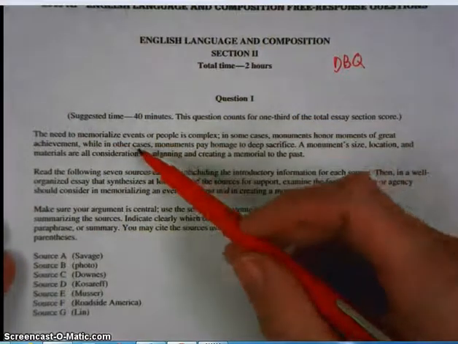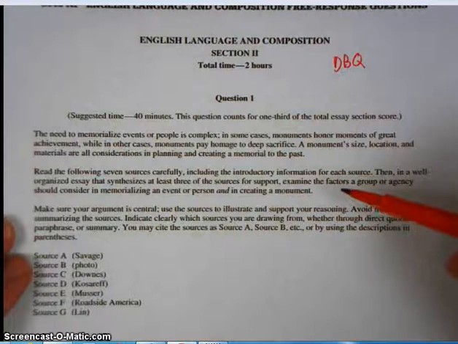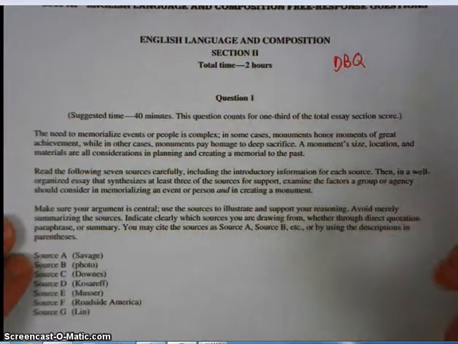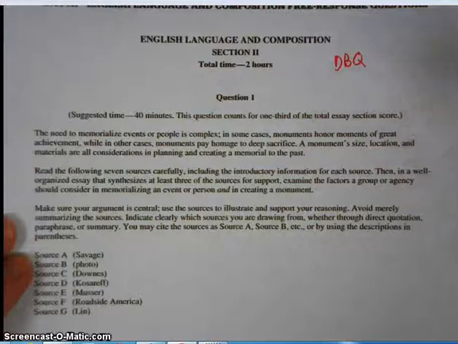So the first paragraph is usually some background information. And as we read through these paragraphs, we want to underline or circle vocabulary words we may not know. Since we're practicing, we can use a dictionary to find the definitions. However, on the actual test, we will not be able to do that.